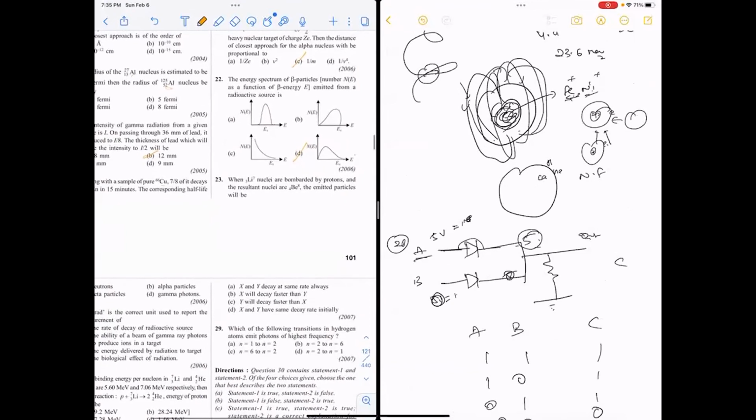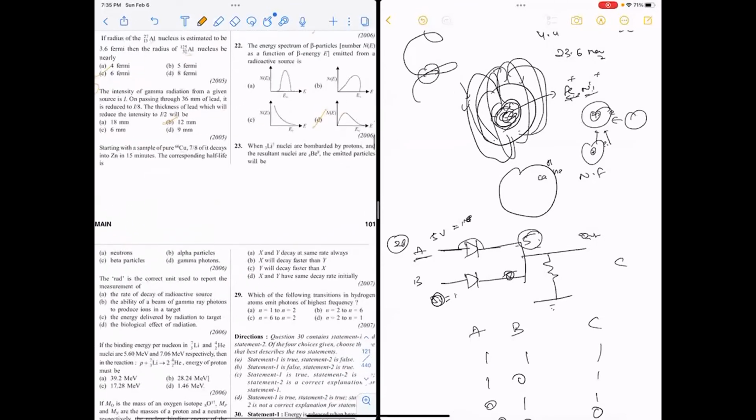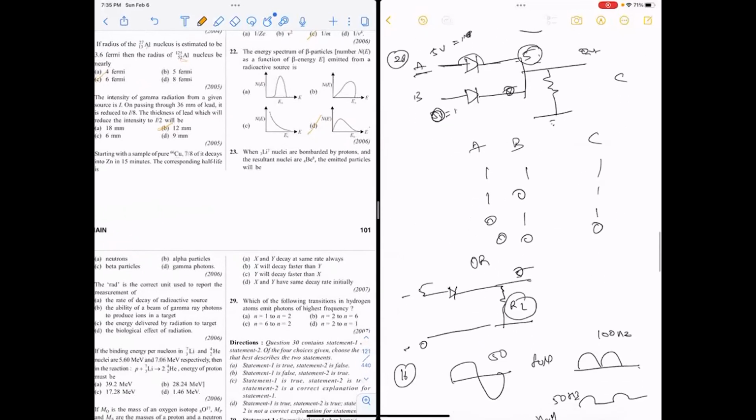The resultant is beryllium-48. So the atom is bombarded with a proton. So what is the proton? H11, no? So 4 and 8. The emitted particle will be... So it is balanced, only energy. What is the energy? Gamma photons.